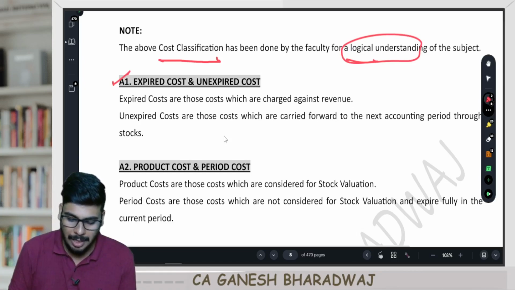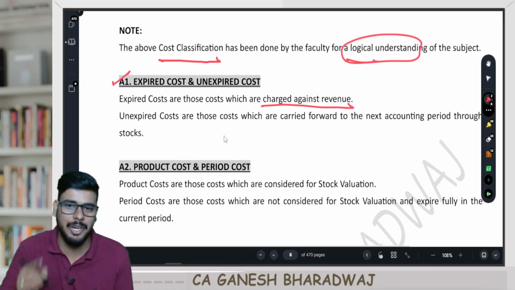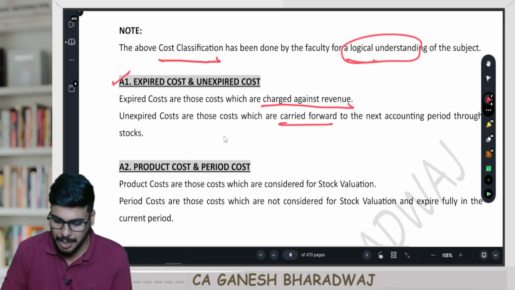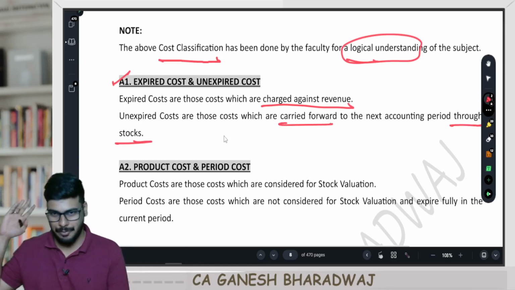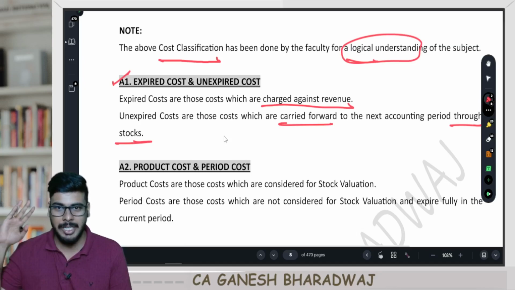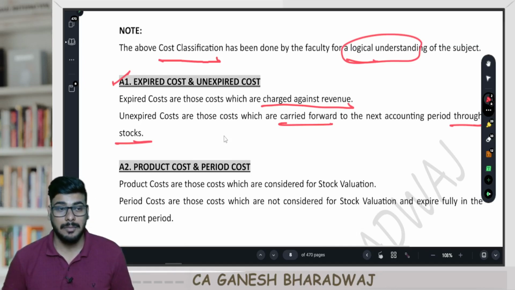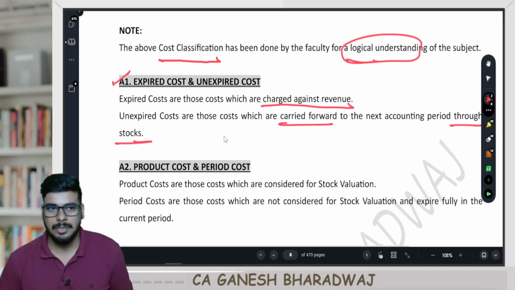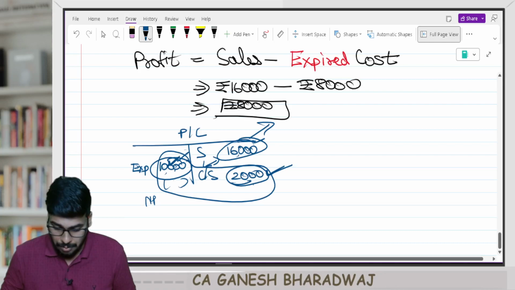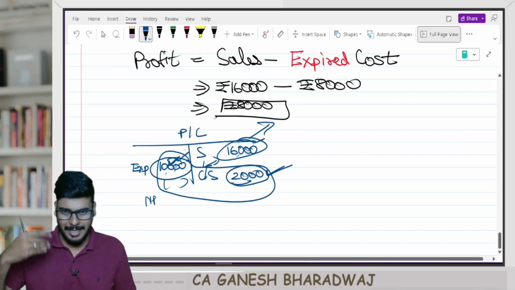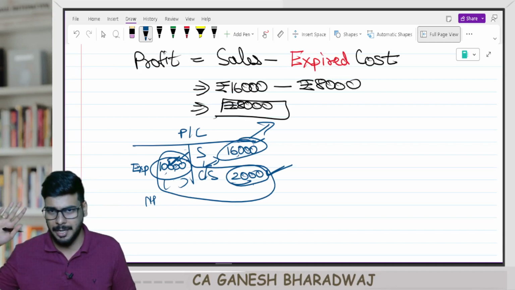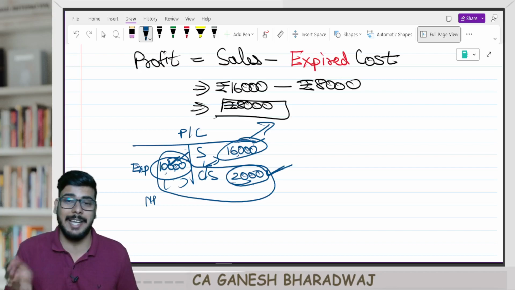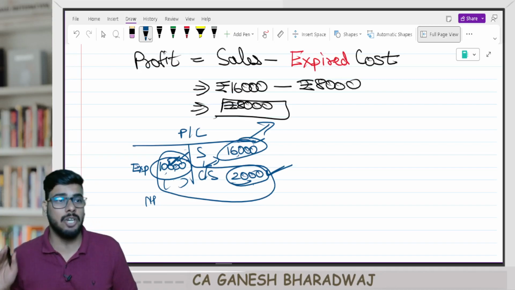Look, expired costs are those costs which are charged against revenue. Now you are able to understand. Unexpired costs are those costs which are carried forward to the next accounting period through stocks. Are you clear with this, guys? Now you're able to understand this, right? Now, sir, what costs will expire? What costs will not expire? Sir, I don't understand. Fine. Now, expired cost means the costs that get expired in the current year, knocked off against my current year revenue. Correct? Okay. Sir, what are all the costs that will expire? What are all the costs that will not expire?